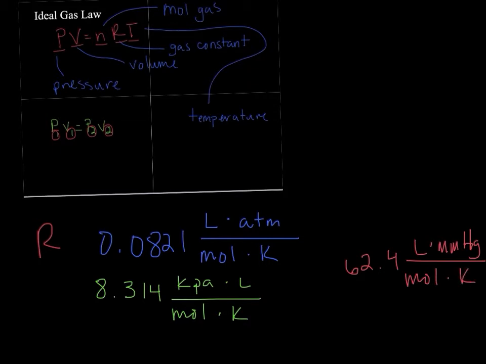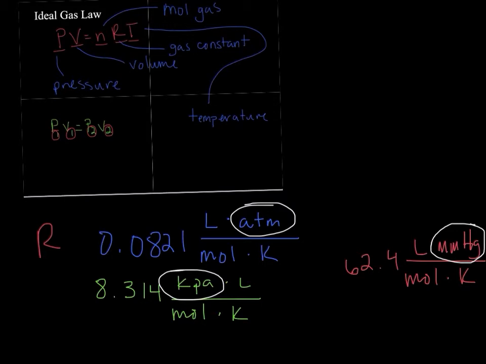Now, the only real difference between all of these values is the pressure unit. In the first one, we had a pressure unit of atm. Second one, kilopascals. The third one, millimeters of mercury. These R values should always be given to you in problems. The only real issue is making sure you use the correct numerical value for R depending on what pressure unit you're given in the problem.